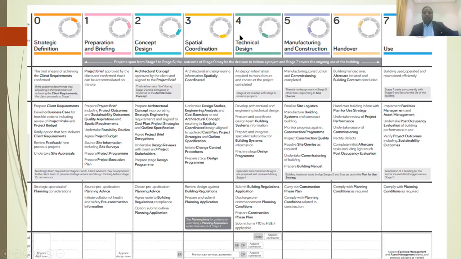Once the technical design is developed, this is the tendering stage. When all the construction drawings are completed, you have to prepare the detailed cost estimate. So these are the main stages of design throughout the pre-contract phases, as defined by RIBA.